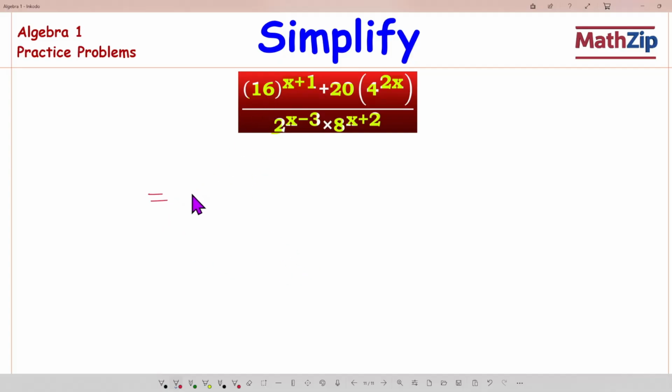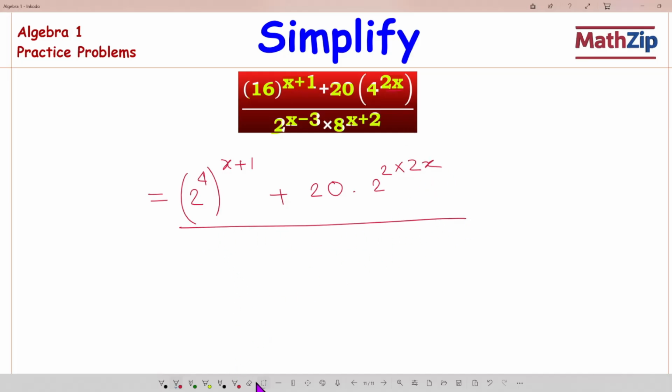this 16 we can write as 2 to the power 4, right? And here x plus 1, plus 20 times this 4 we can write as 2 squared, and the power here is 2x. Divide. Then 2 to the power x minus 3, this one we can write as 2 to the power x times 2 to the power minus 3.